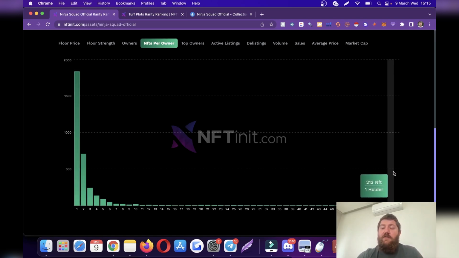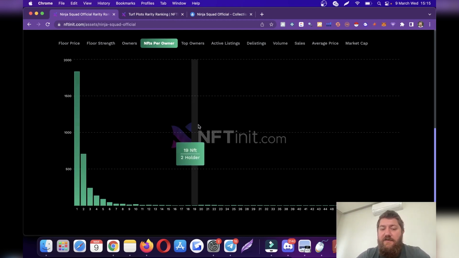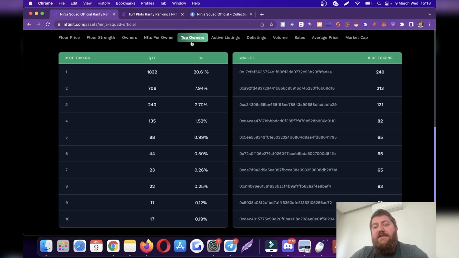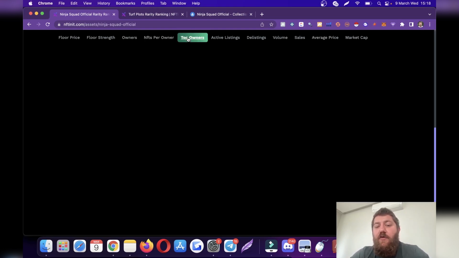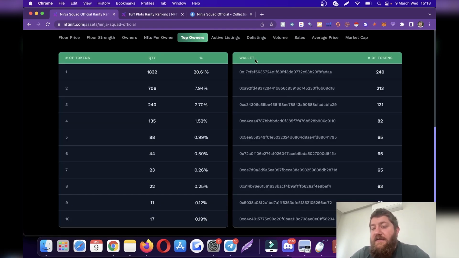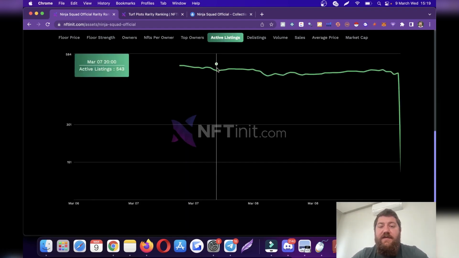If there are people holding 5,000, 2,000, or 4,000 NFTs, it actually poses a risk. So this is a healthy table, what you see here. In the top owners tab, we have a similar analysis of what we just discussed in NFTs per owner, but here in more detail you see which wallets are holding the most tokens. Then there is the active listings tab.